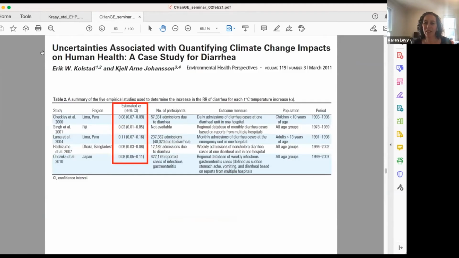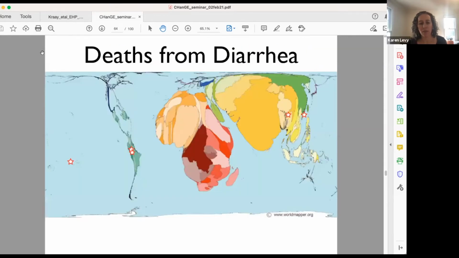And then a few years later, this paper came out, and so there's a few more estimates. So we have 5. Again, 2 of them in Peru, one's in Japan, where the burden is not so high, and we have Bangladesh and Pacific Islands. So it's a little bit better, but not much better.